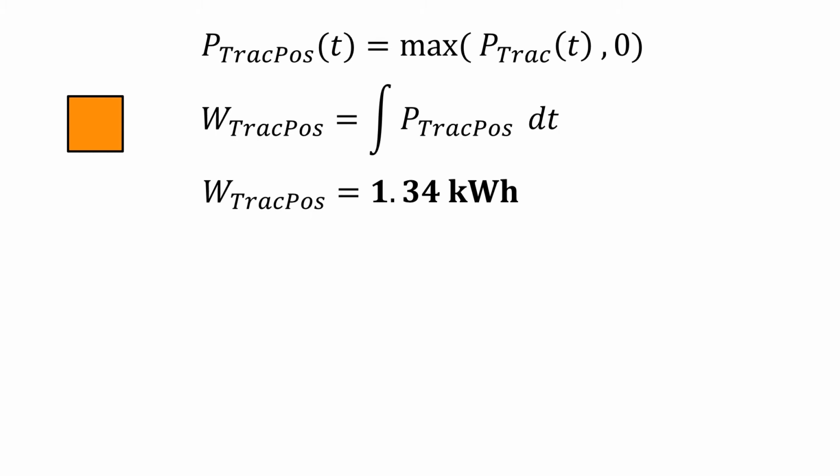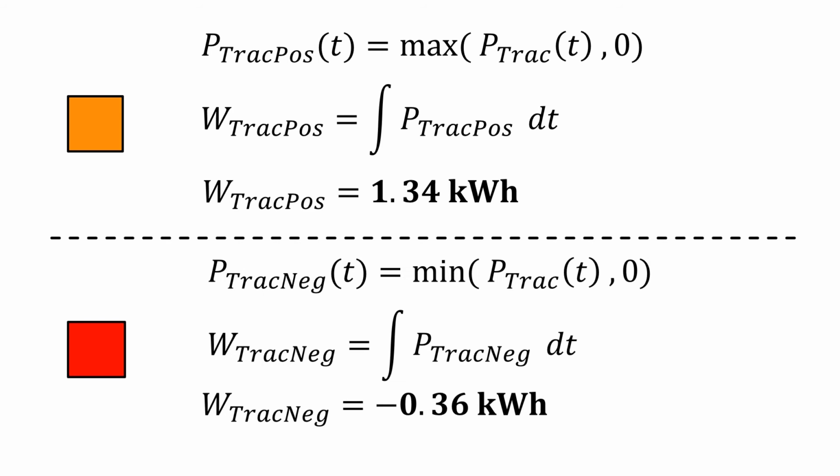We can now calculate the energy separately for traction mode and braking mode. The power in traction mode can be calculated as the maximum of the traction power and zero. When the positive power is integrated for the analyzed vehicle in the NEDC, we get 1.34 kilowatt-hours. In the same way, the power in braking mode can be calculated as the minimum of the traction power and zero. The energy in braking mode for this vehicle is minus 0.36 kilowatt-hours.